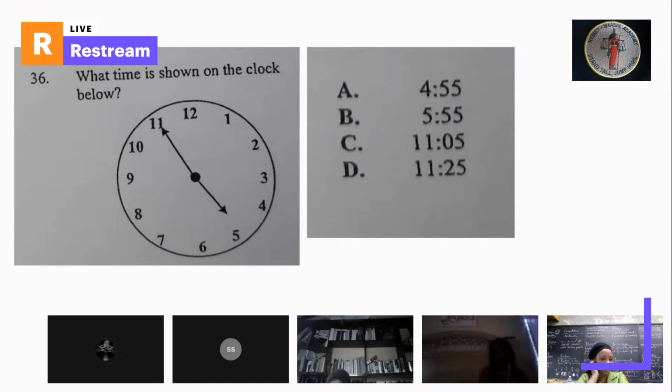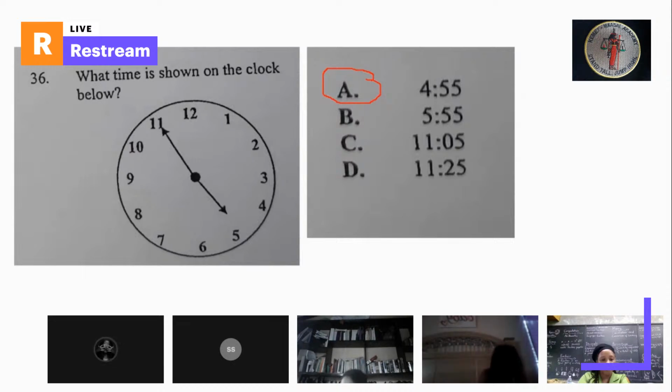Number 36. What time is shown on the clock below? Go ahead, Lejean, give the answer. The time is B, 5:55. Is it 5:55? You sure? Do you agree? 4:55. It's 4:55, Lejean. It doesn't reach the 5 yet.